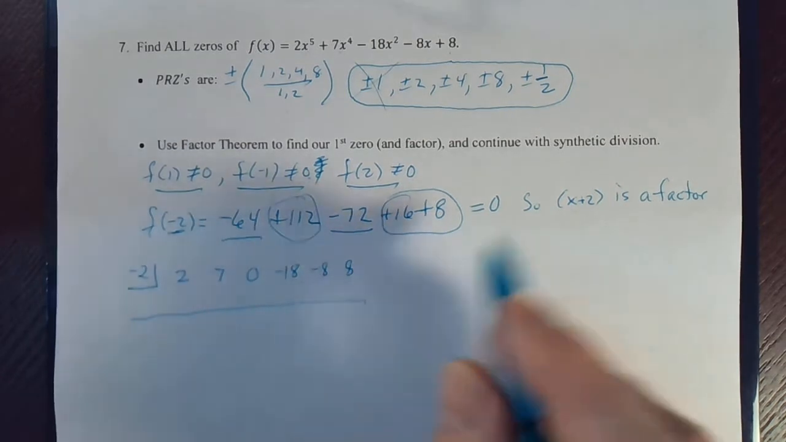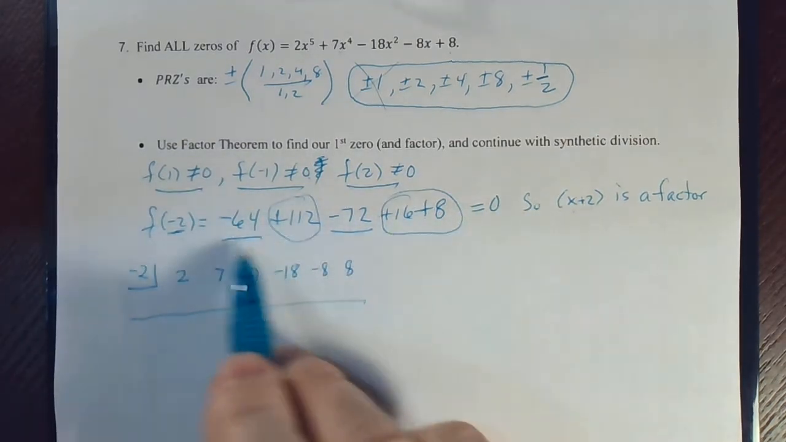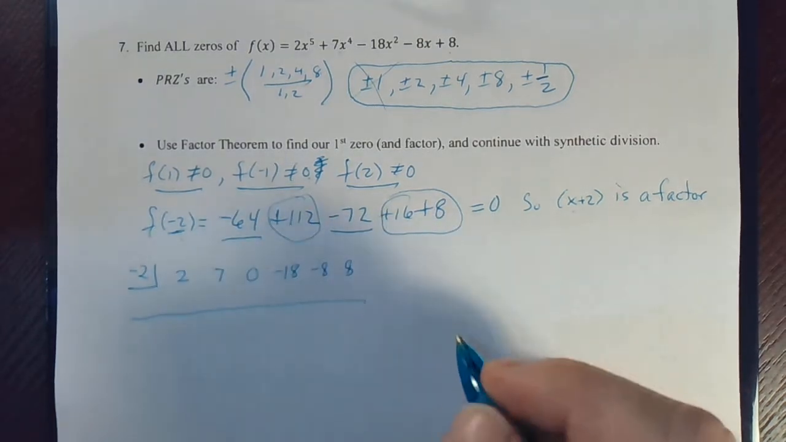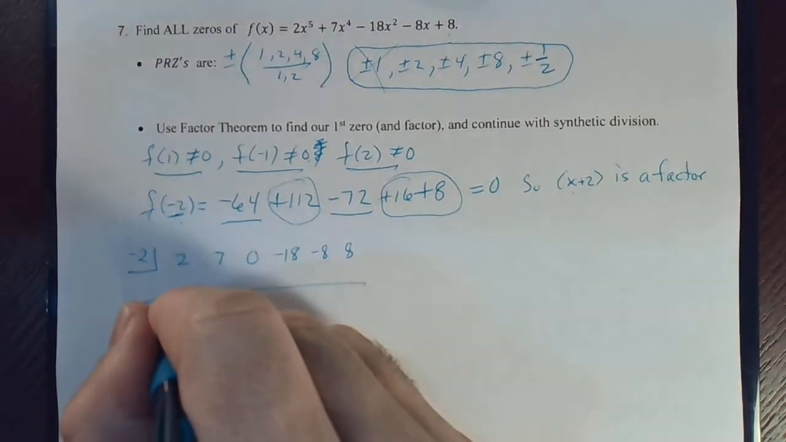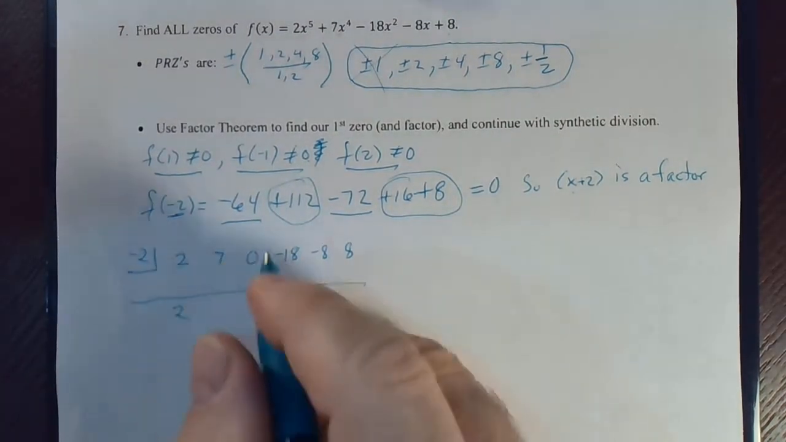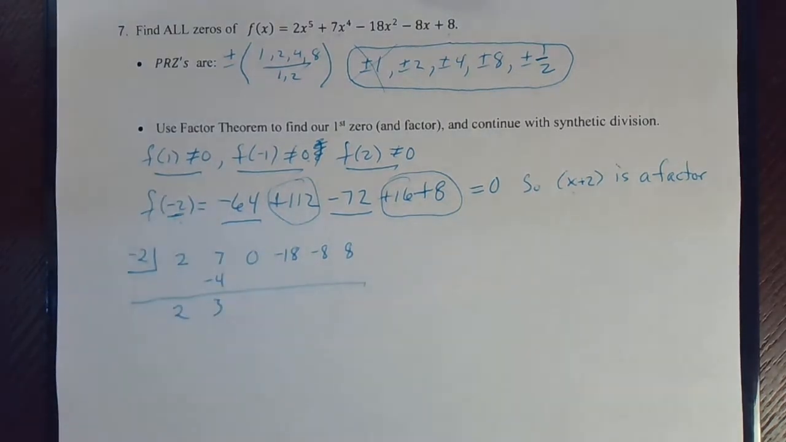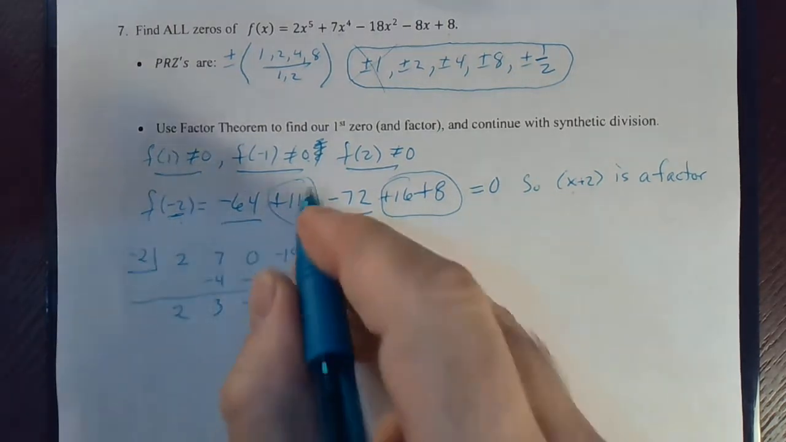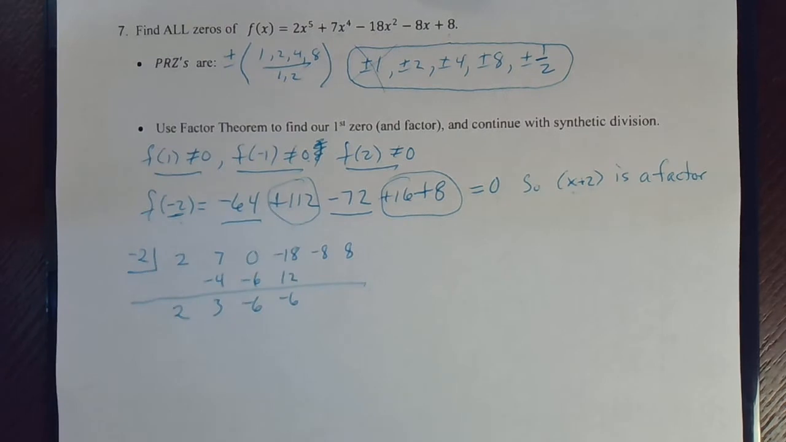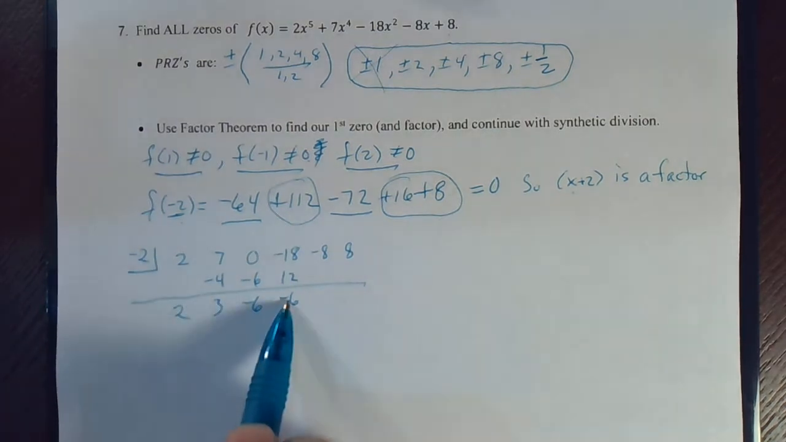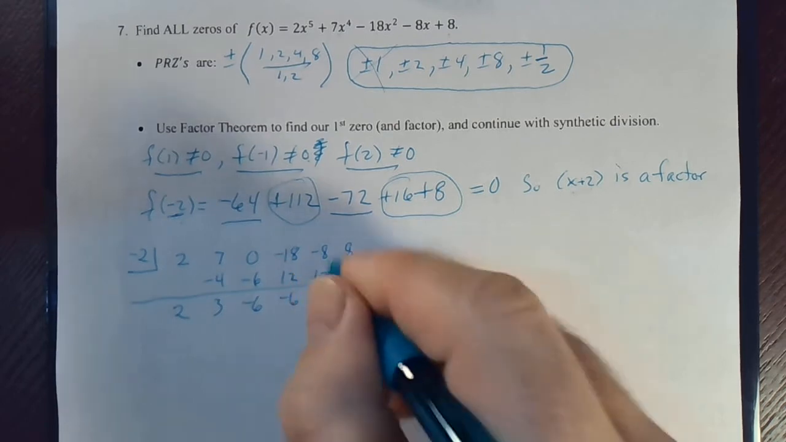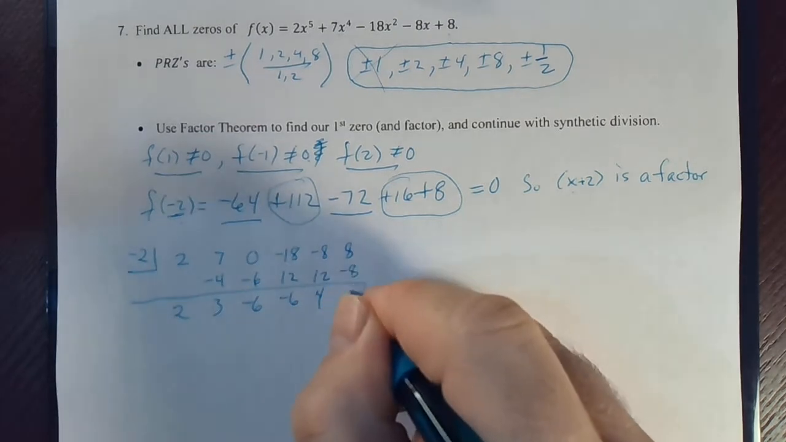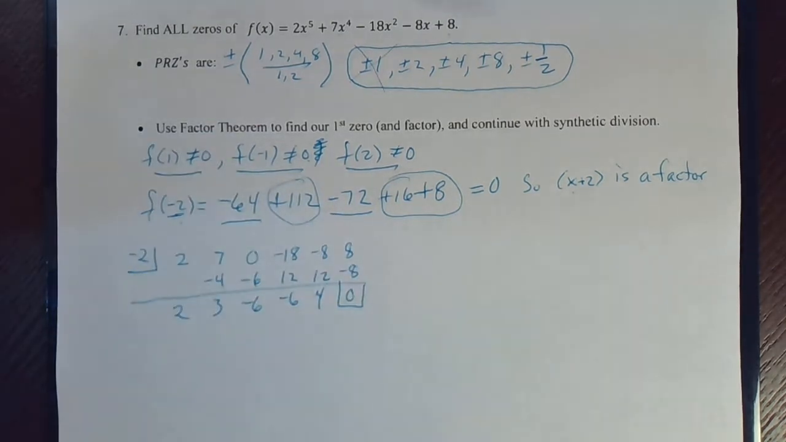And I know the remainder is going to be 0 because x plus 2 is a factor, because f of negative 2 is a 0. Okay, so let's do this. We bring the 2 down. Negative 2 times 2 is negative 4. Add it, we get a 3. Negative 2 times 3 is negative 6. Add it, we get negative 6. Negative 2 times negative 6 is a positive 12. We get a negative 6 when we add the column. Negative 2 times negative 6 is a positive 12. When we add that, we get 12 minus 8 is 4. Negative 2 times 4 is negative 8. And sure enough, the remainder is a 0.